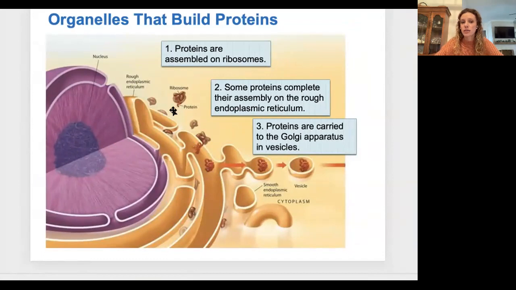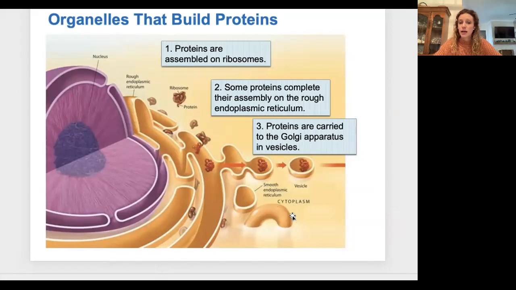So they come from the nucleus. The ribosomes and proteins are assembled together, okay, and then they complete their way through the rough ER. So the ribosomes and proteins have now made their way through the rough ER, okay. Now proteins are carried to the Golgi apparatus using vesicles. So see how this is the rough ER, it's now gone into the smooth ER.